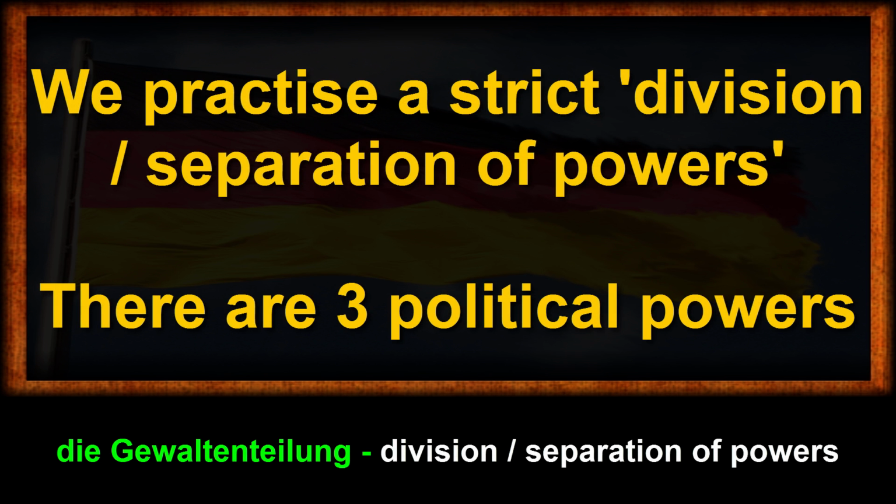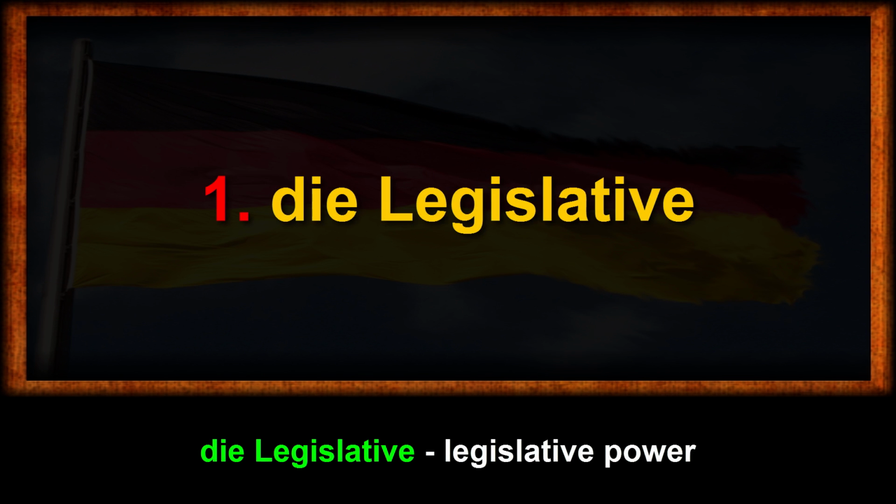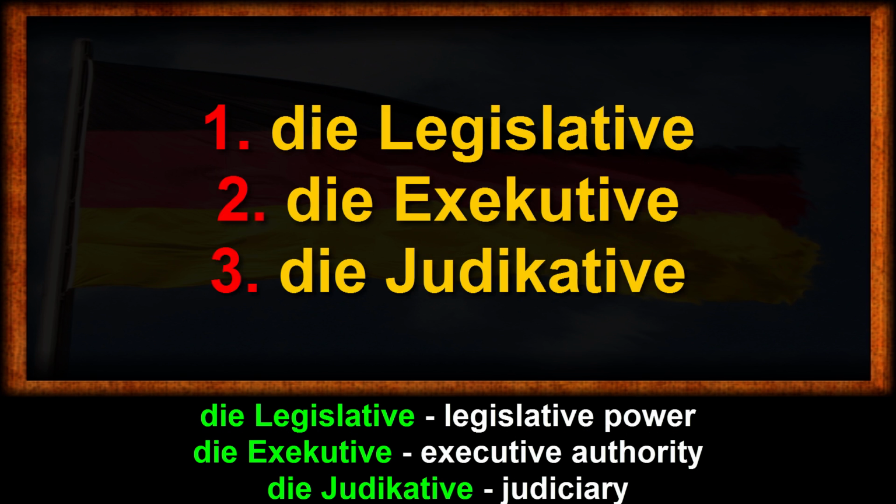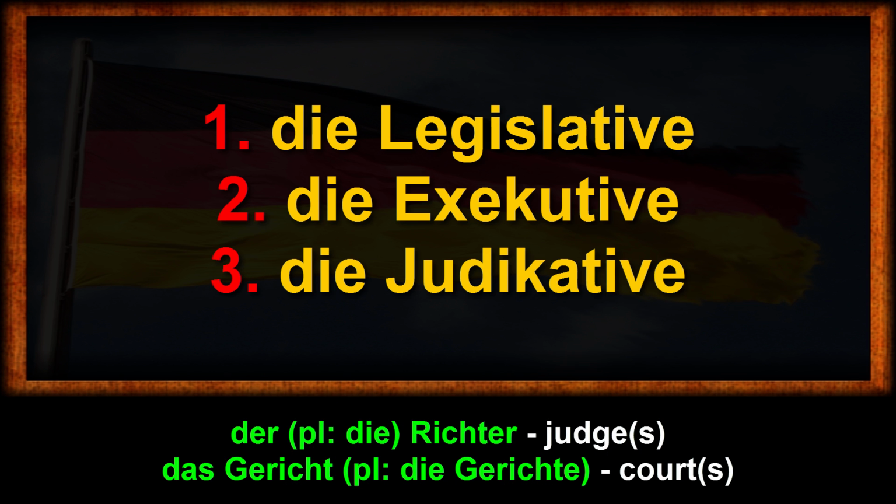Before talking more about the overall German government, let's mention two very important topics. I think it's very important to point out that in Germany there's a division or a separation of the three main political powers. The first one is die Legislative, the legislative power, the process of making laws, basically. The second one is die Exekutive, the executive authority, which is the police, for practically realizing those laws. And the third one is die Judikative, the judiciary, meaning the justice system including judges, der Richter singular, die Richter plural, and different courts, das Gericht singular, die Gerichte plural.